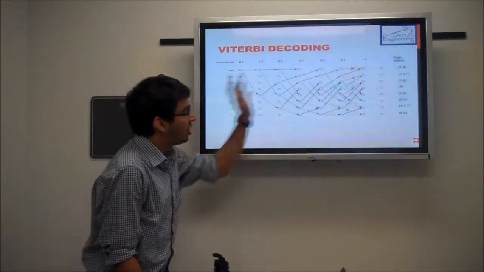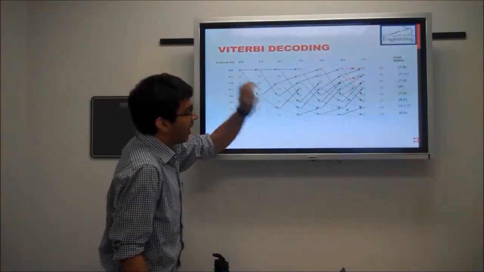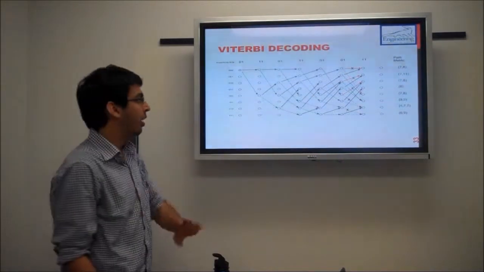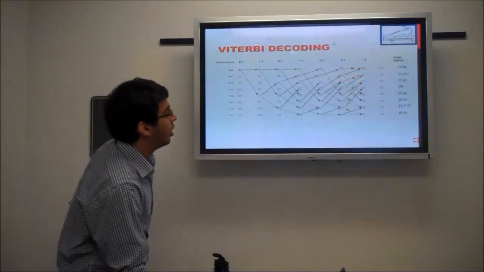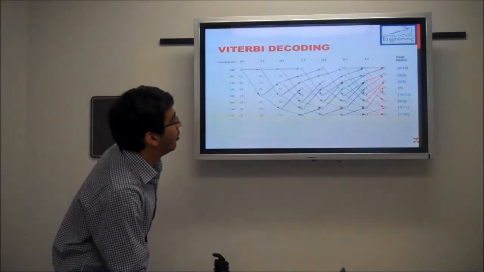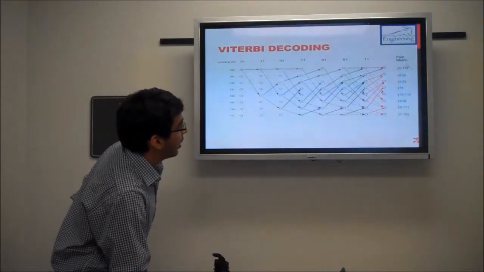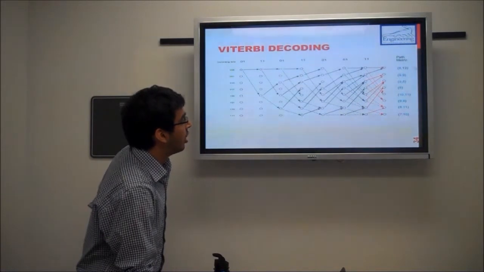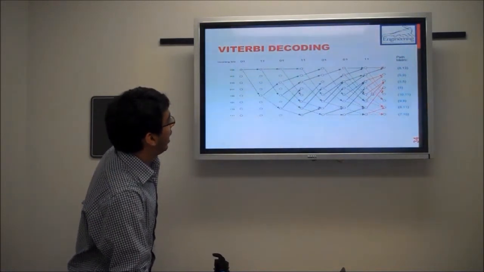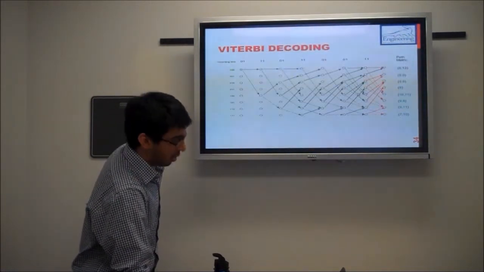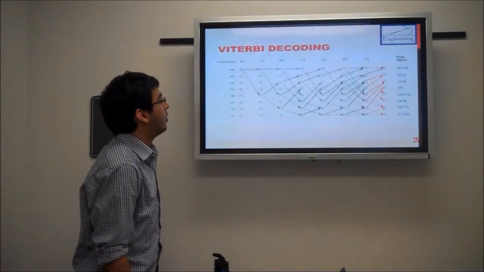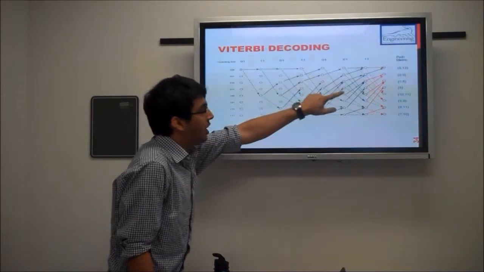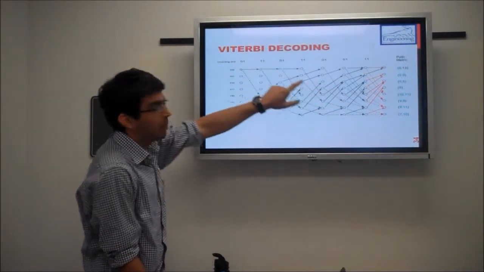So at each node we compute the path metrics, and we keep on discarding the paths which have the lower metric at one particular node, and then at the end we can see that this particular path right here has the highest metric, which is 13. So we will take this path and we will decode the Viterbi. We will take this path right here, which has a path metric of 13.